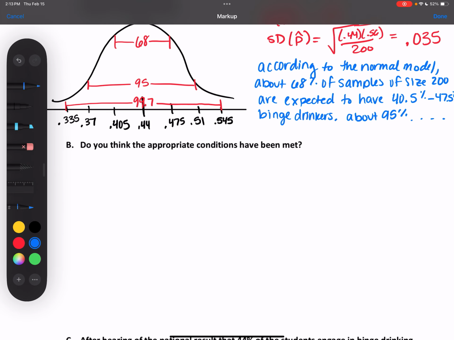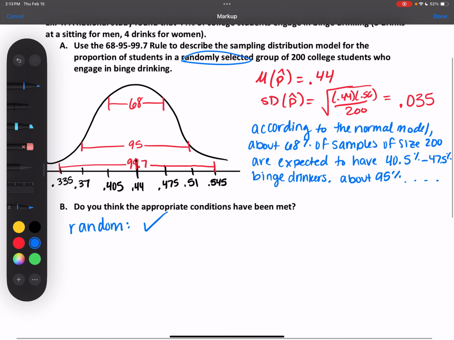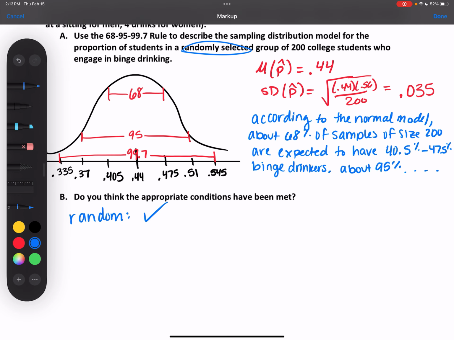All right, so conditions. Do you think the appropriate conditions have been met? Is it random? Yeah, I'd say so. Yes, it says randomly selected, so yes. That's a good answer for that, if it just says randomly. That works. I would probably reiterate, because these aren't going to be gimmes, that it was randomly selected from 200 students.